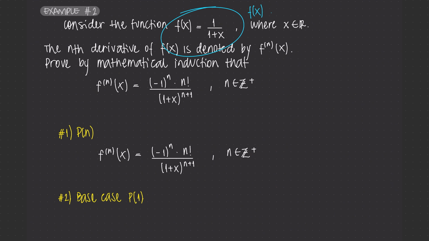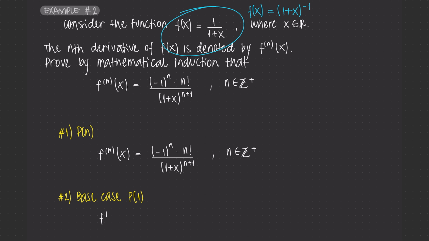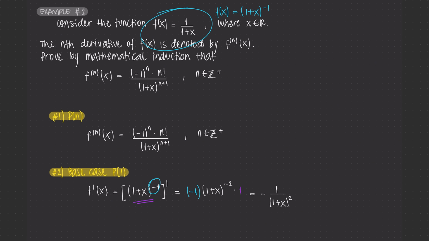And given that we can write f of x as (1 plus x)^(-1), we can simply apply the power rule combined with the chain rule, so that the derivative of (1 plus x)^(-1) is negative 1 times (1 plus x)^(-2), times the derivative of the inside function 1 plus x, which is, of course, just 1, giving us negative 1 over (1 plus x)^2. Now let's check if it actually matches using the formula for f, substituting 1 for n.